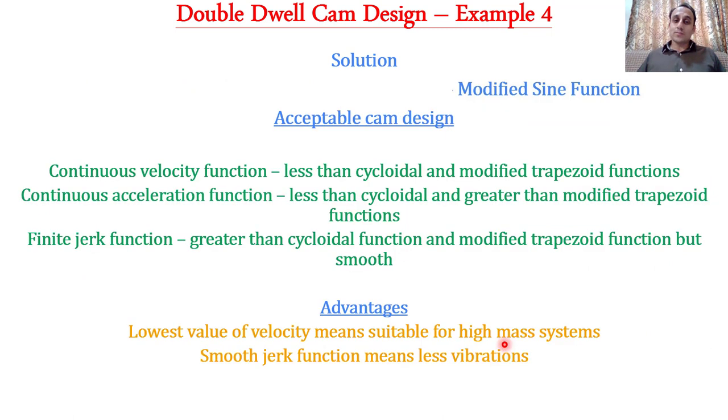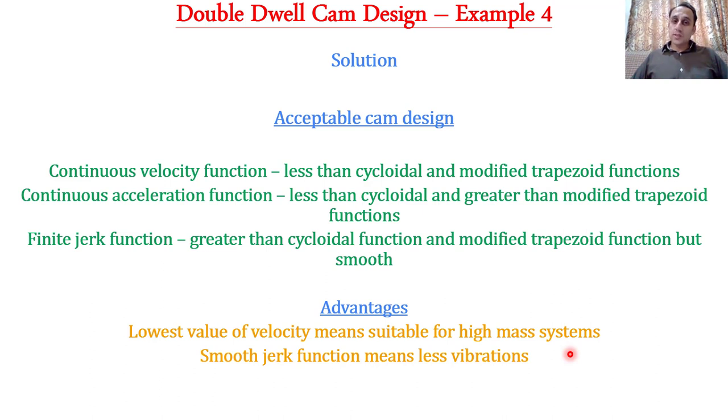And the other thing is that the jerk function is relatively smooth as compared to the modified trapezoidal function. So what are the advantages of using the modified sine function? The lowest value of velocity means it is suitable for high mass systems. If the follower is very heavy, and that follower is moving at very high velocity, what will happen? It will have very high inertia, and that change in direction can damage the bearings or the other intermediate parts. So it's better to reduce the velocity.